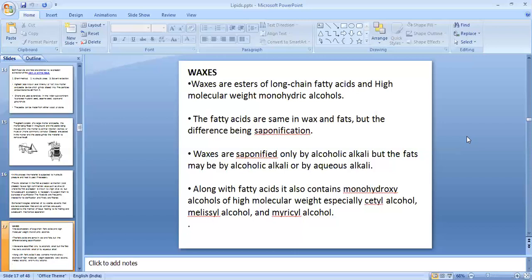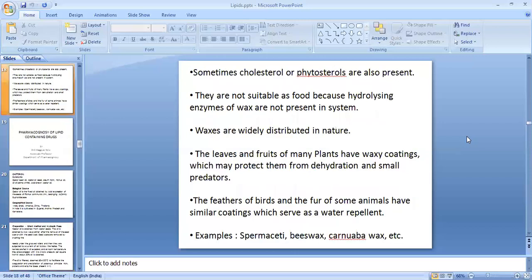Along with the fatty acids, they contain monohydroxy alcohols which have the higher molecular weight. The examples of this high molecular weight monohydric alcohol are cetyl alcohol, melissyl alcohol, and myricyl alcohol. And these waxes sometimes contain cholesterol or phytosterols.